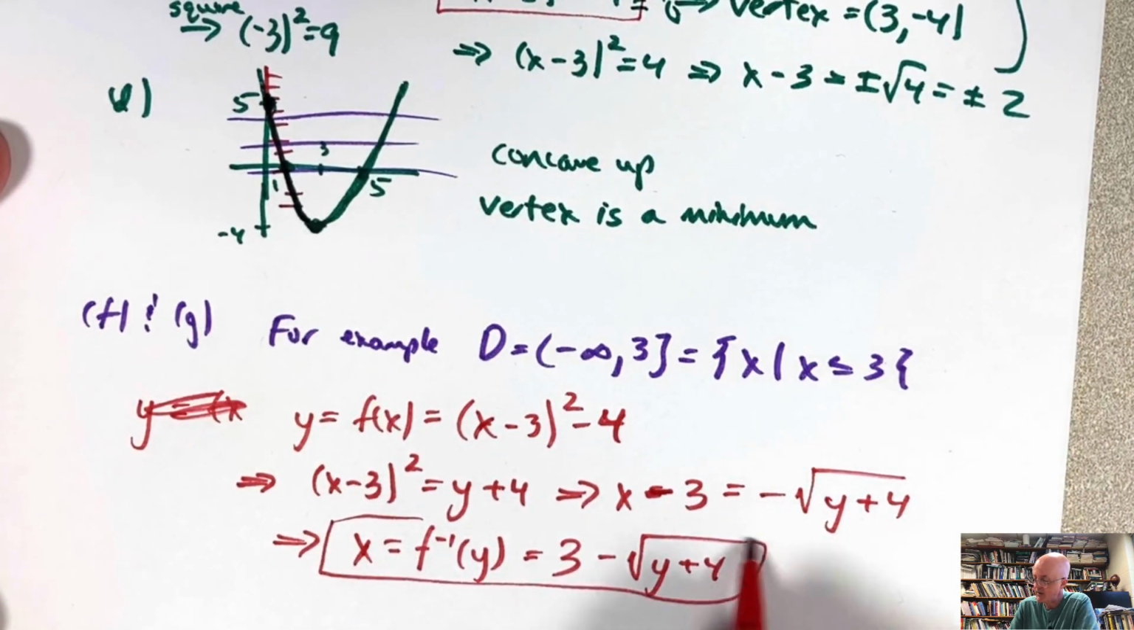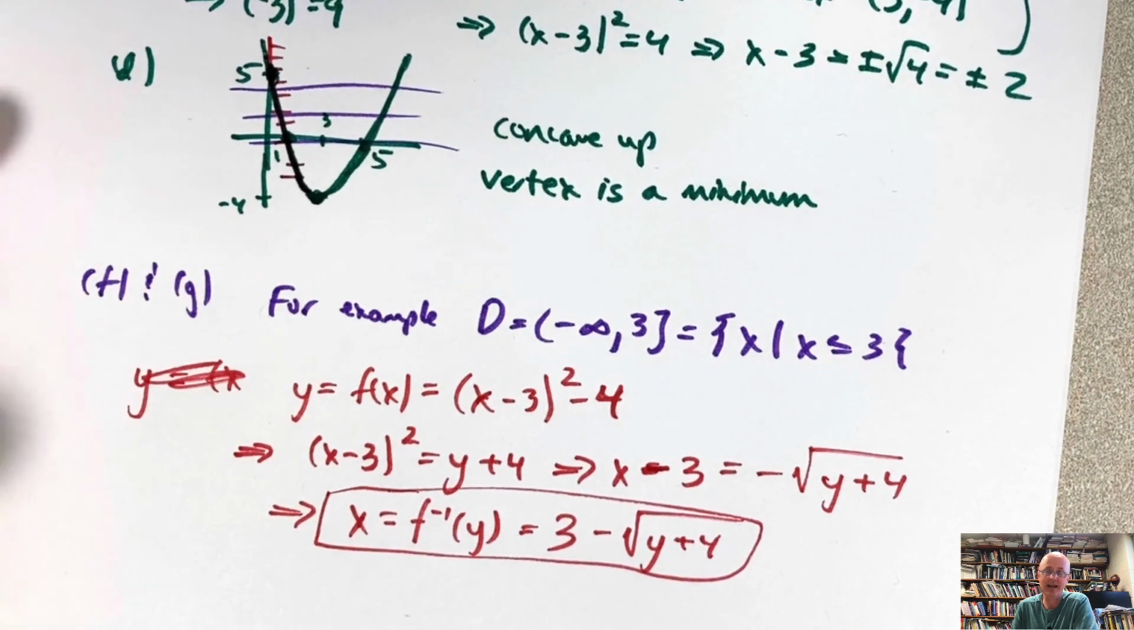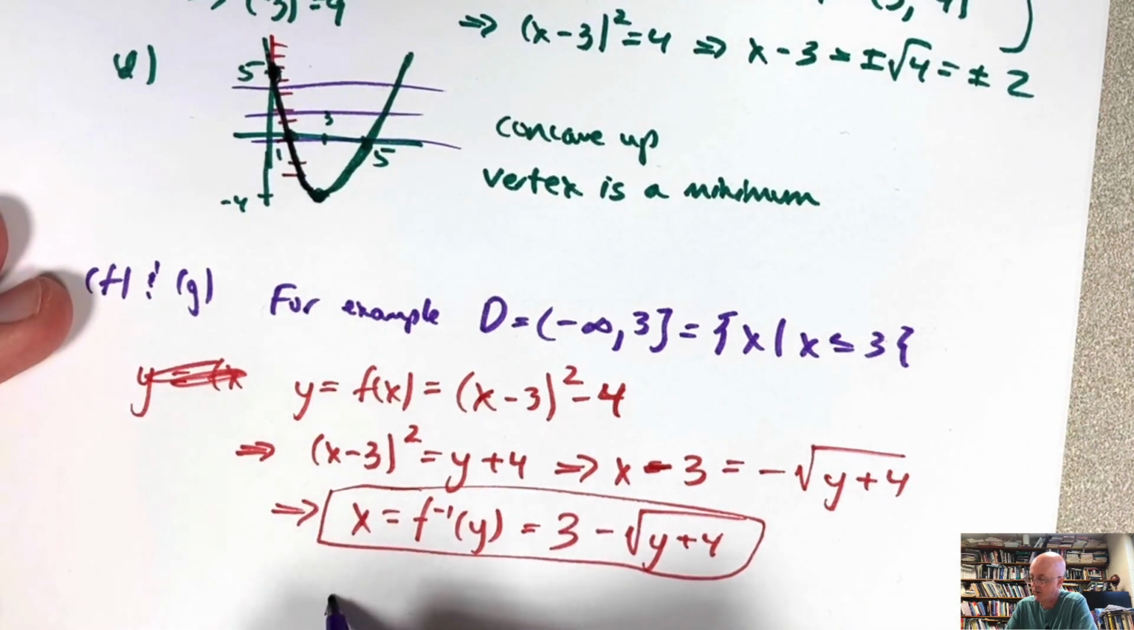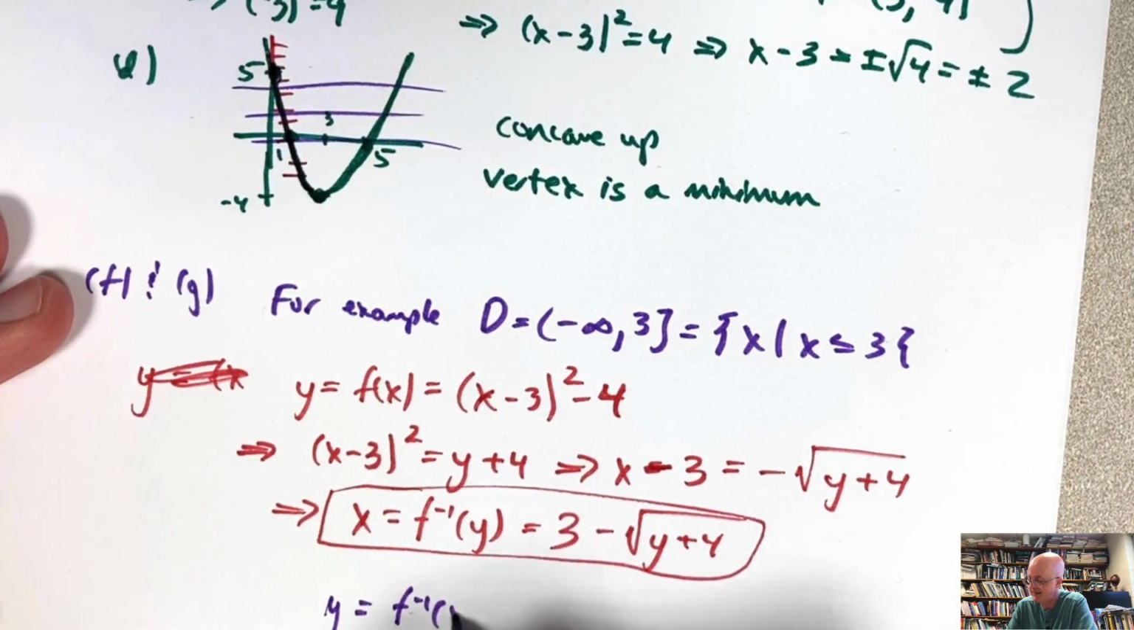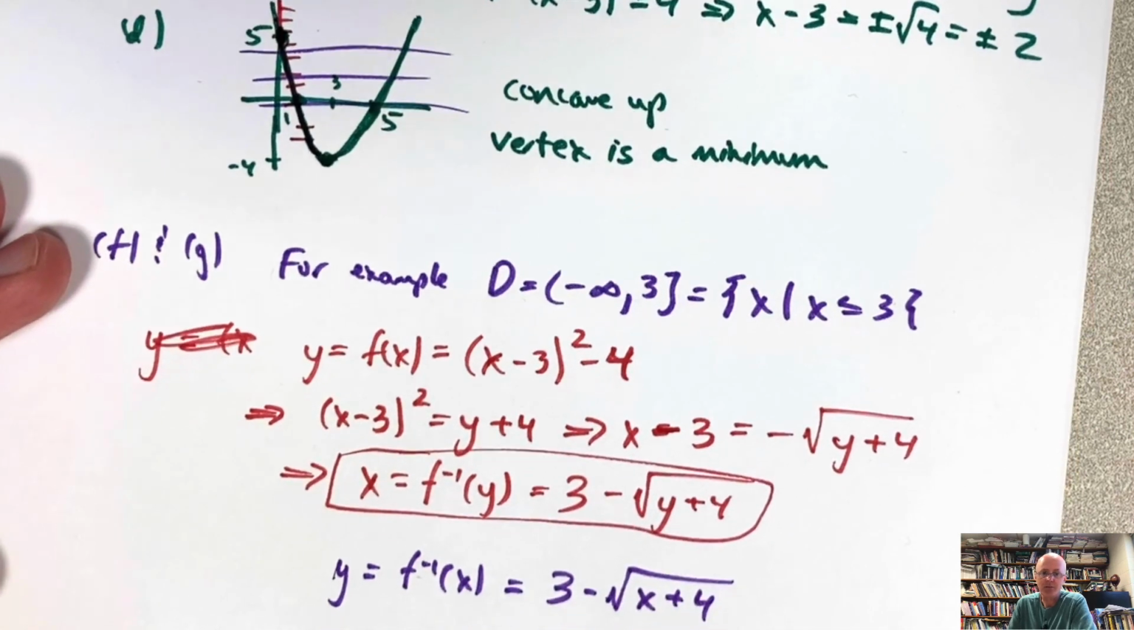This is fine. You do not have to swap the x and the y. Okay, it's not necessary. Is it wrong to swap them? No, that's not wrong either. I could swap. I could write y equals f inverse of x. I mean, letters are just arbitrary symbols. It doesn't matter what they are as long as you're consistent. These are both correct answers.